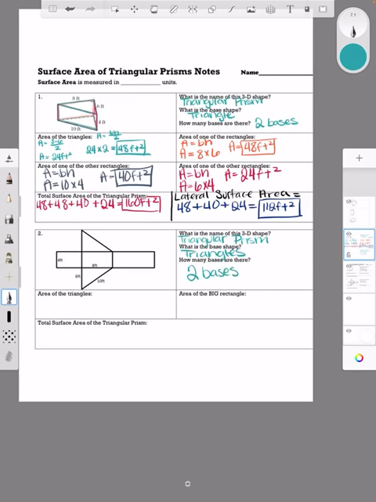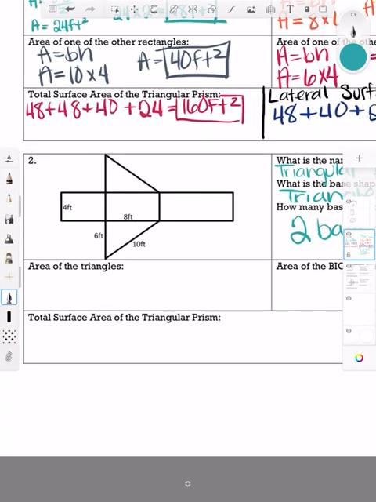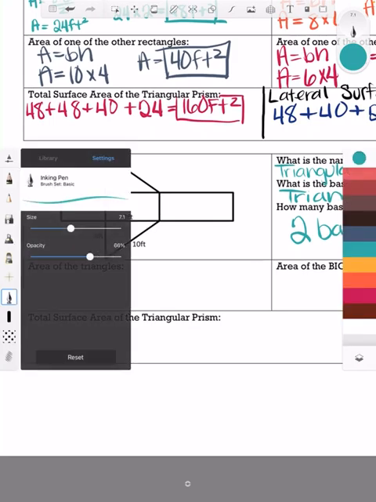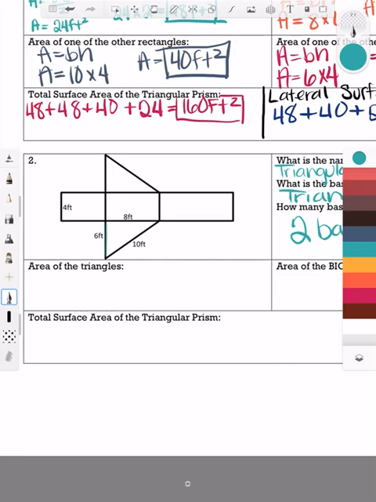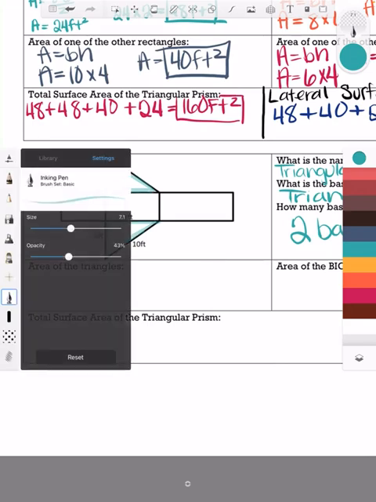All right, the next question, the follow-up question says, find the area of the triangles. So we have 2 matching triangles, 2 identical triangles. So I'm just going to highlight them in green. So these are our 2 bases.